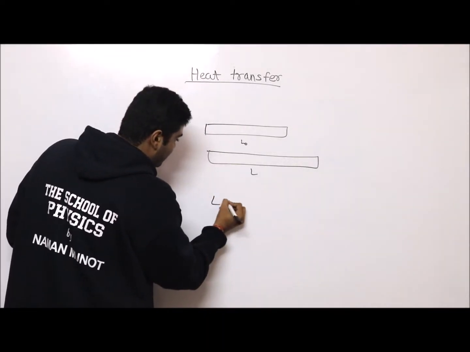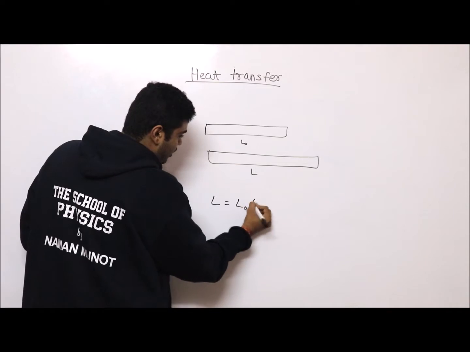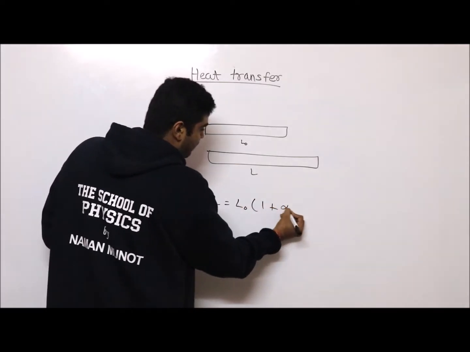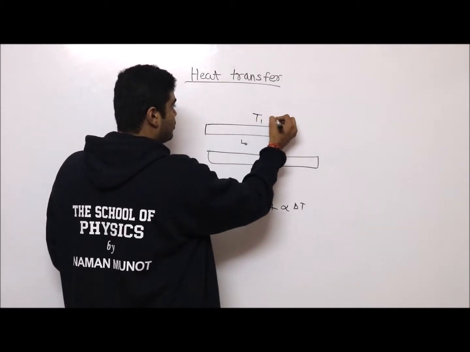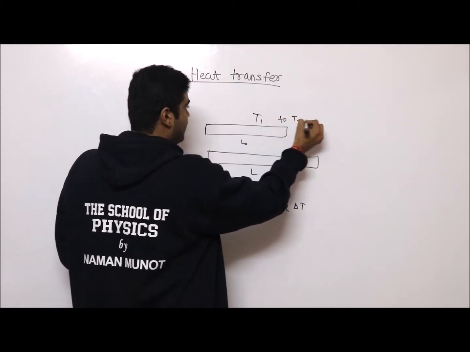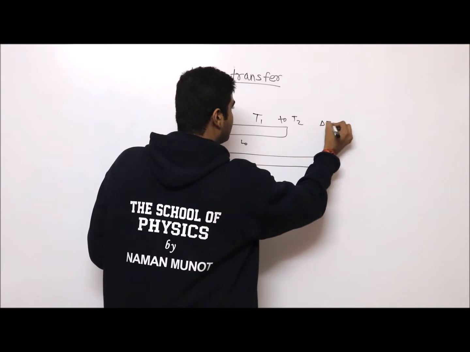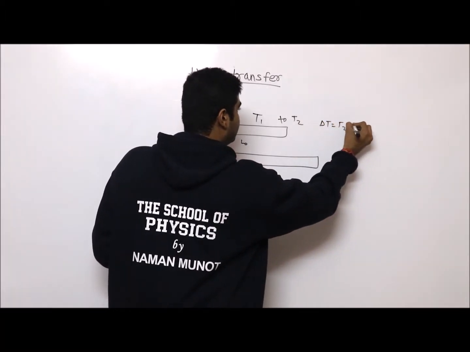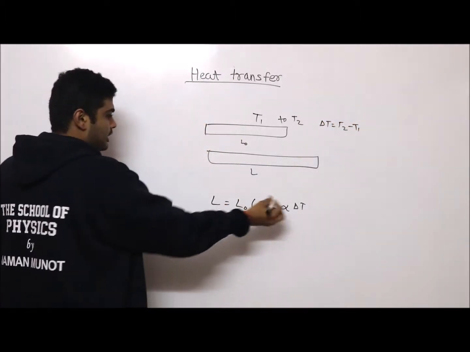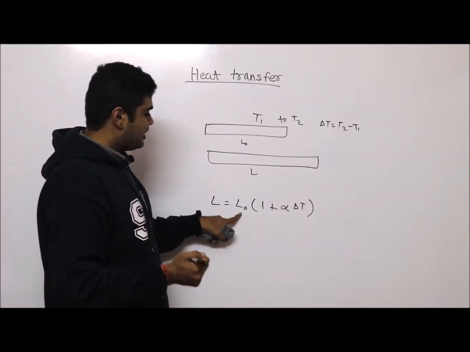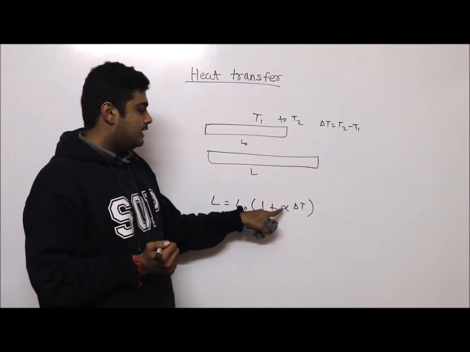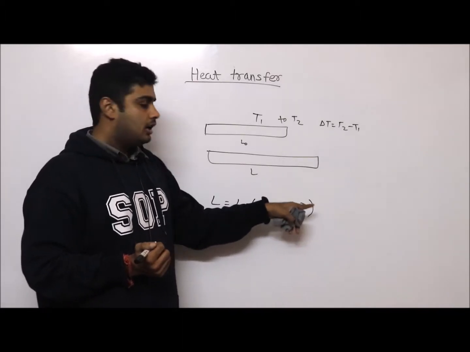So L is given by a very simple formula. L is equal to L0 times 1 plus alpha delta T. I have heated it from T1 to T2, so delta T is equal to T2 minus T1. So linear expansion is the initial length L0 times 1 plus the linear expansion coefficient alpha times delta T.